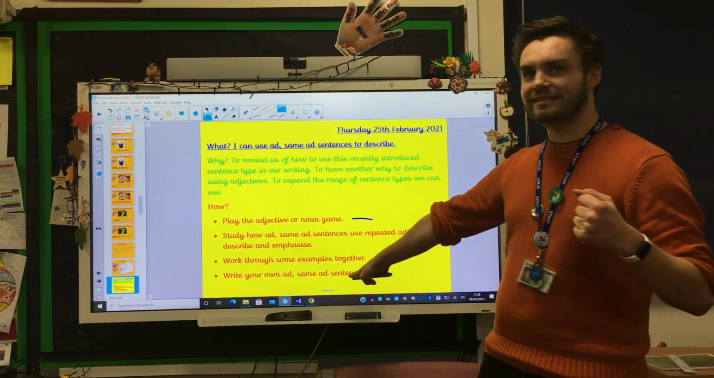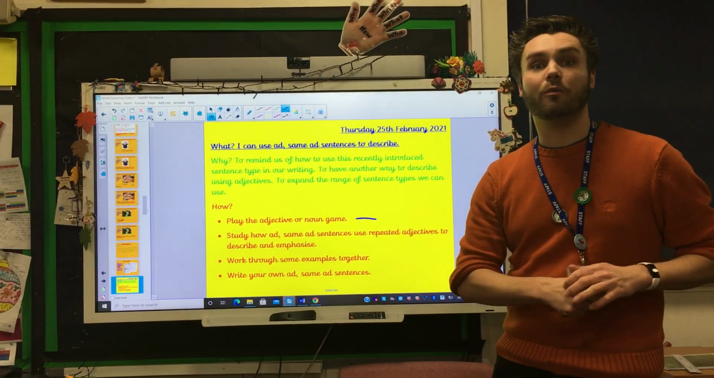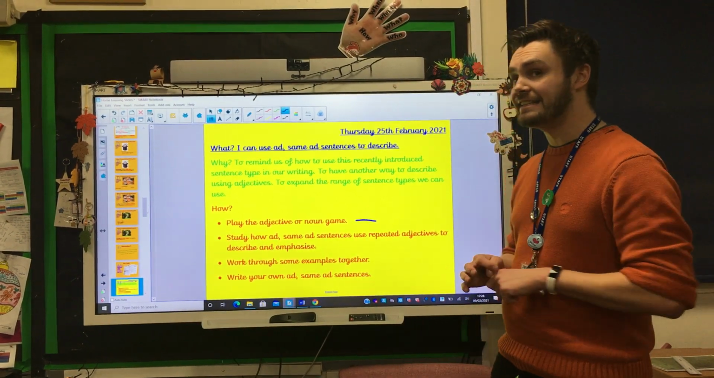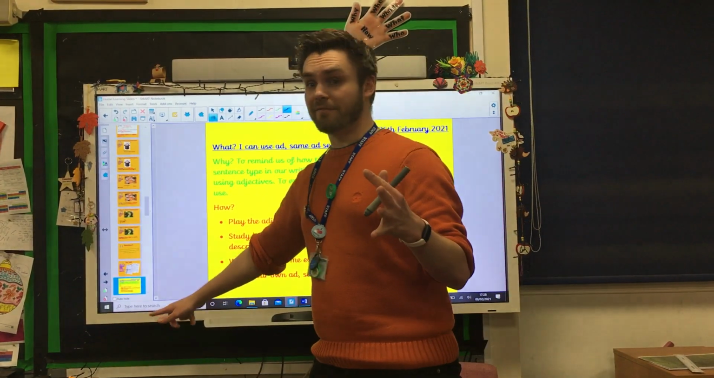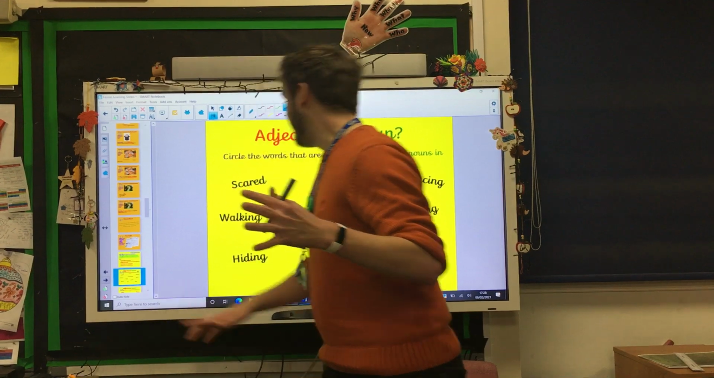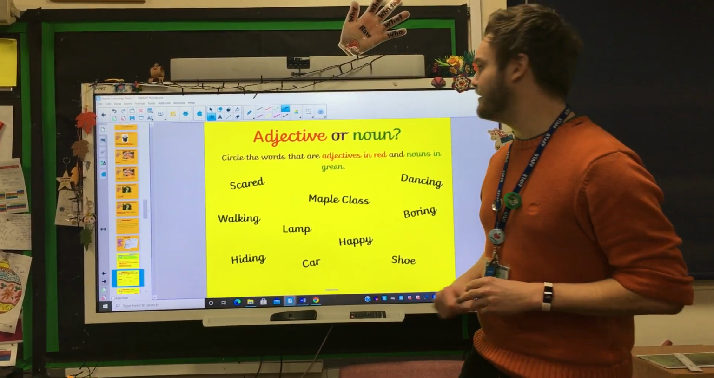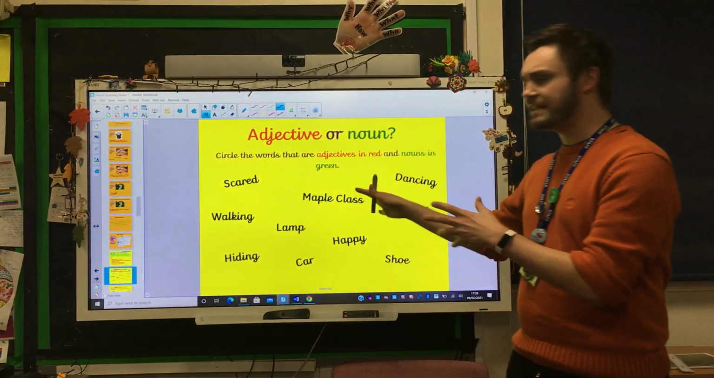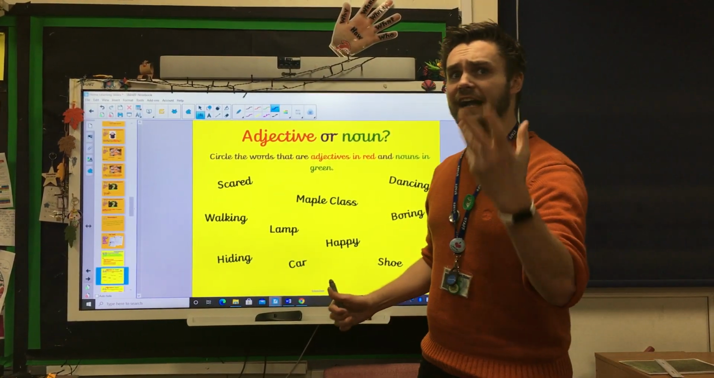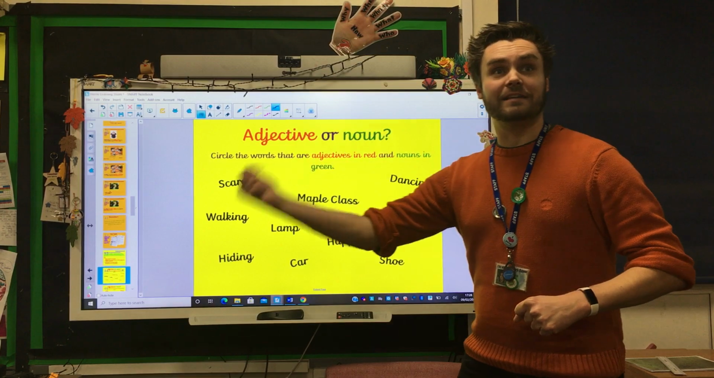We'll work through some examples once again together before you then go away and create your own add, same, add sentences. But without further ado, and I hope the excitement levels are as much as they were last time, it's time for a game of adjective or noun. So on the board here are a set of words. They are either adjectives or nouns.